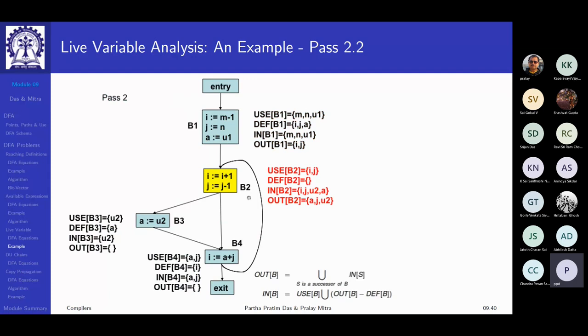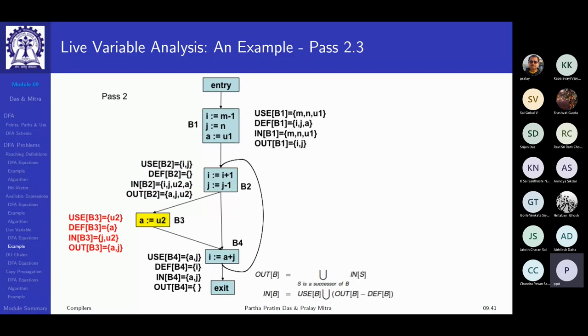Now, this is what you have in B2. So what is the outset? B2 has two successors, B3 and B4. So the inset of B3 is U2, and the inset of B4 is AJ. The outset of B2 is the union of these two, which makes it AJ U2. Take out the def from that, which is null. So union this, and you have AIJ, U2, all four included in the inset. So B1 and B2 are done.